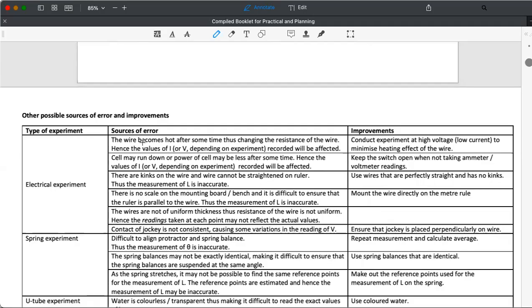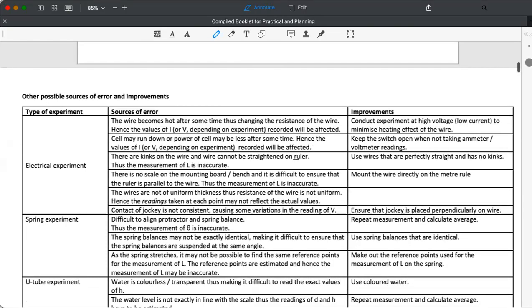Okay. For example, the wire may become hot after some time, so changing the resistance. When the wire becomes hot, it will affect the resistance of the wire. And then when the resistance changes, I and V are also affected. So maybe one piece of advice is, why not we carry out the experiment at a higher voltage or lower current to minimize the heating effect of the wire. Okay, because wire is often used in electrical experiments. You definitely need wire, and this could be one of the significant sources of error to consider.